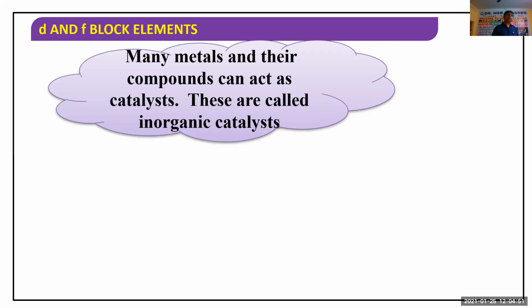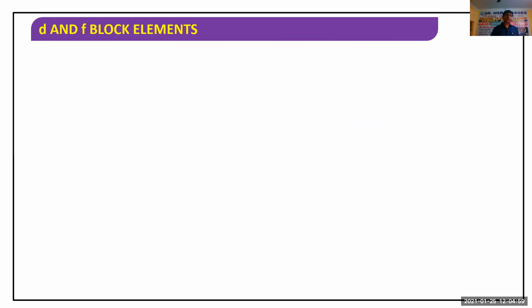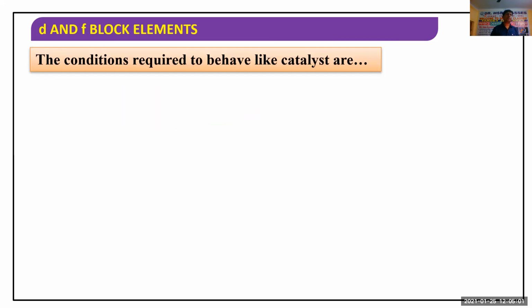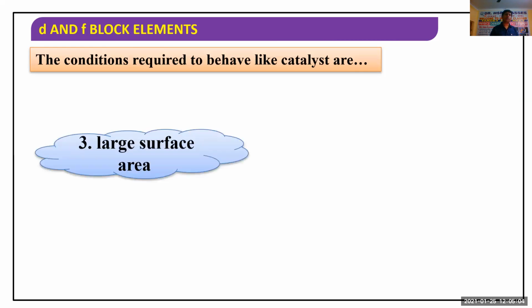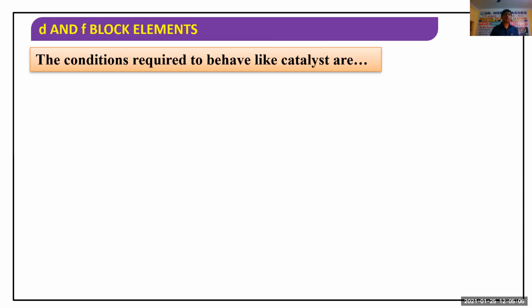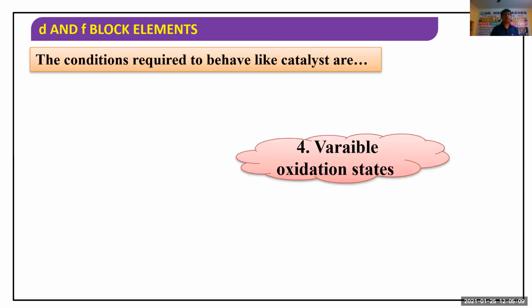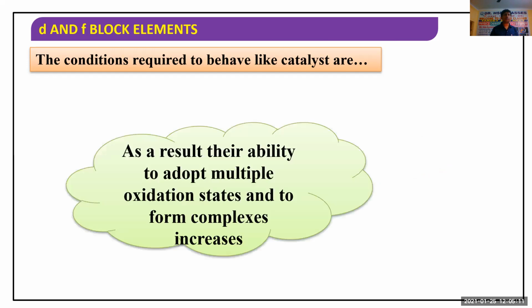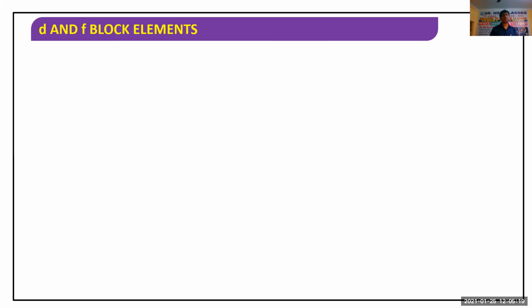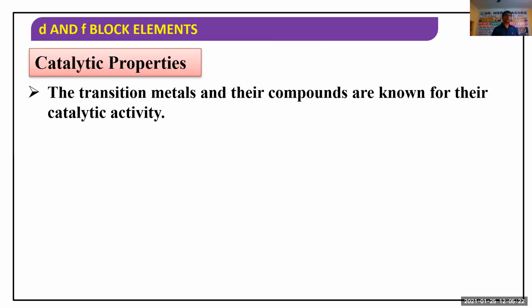Many metals and their compounds can act as catalysts. These are called inorganic catalysts, like free valence electrons, ability of d orbital, large surface area of the compounds, variable oxidation state like manganese. As a result, their ability to adopt multiple oxidation states and to form complex intermediates. Catalytic properties: the transition metals and their compounds are known for their catalytic activity.